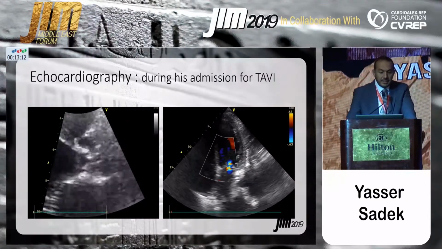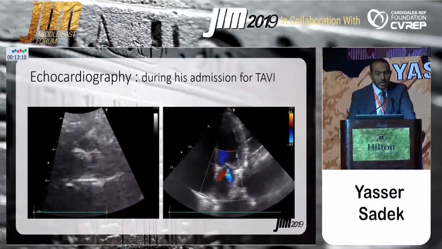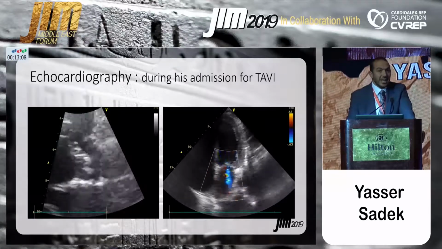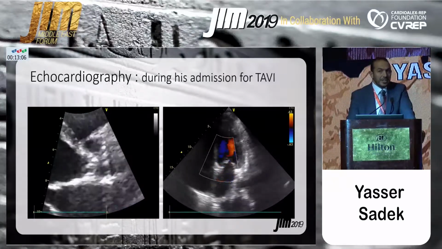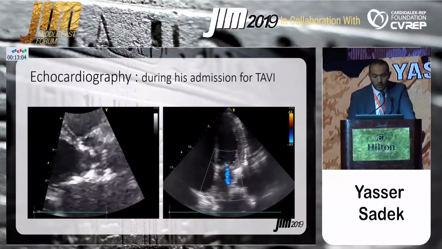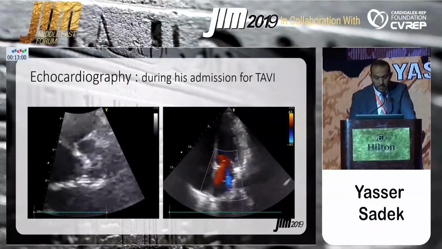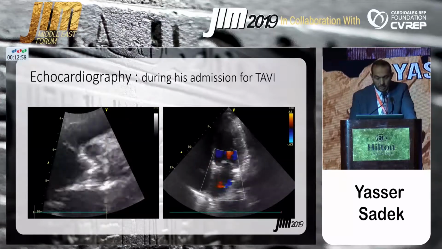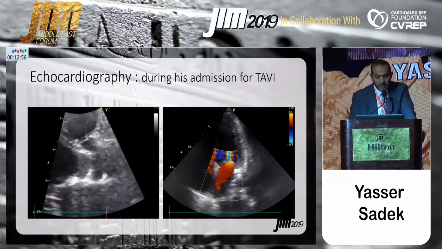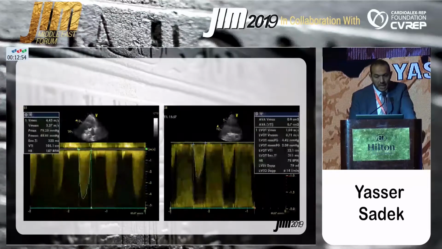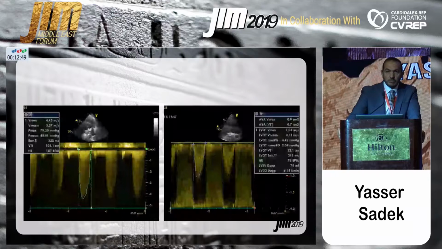And this is his echocardiogram. You can appreciate here he has an ejection fraction of only about 30% with mild to moderate mitral regurgitation, and he has severe aortic stenosis. Although he has severe LV dysfunction, the mean gradient was about 50 millimeters of mercury.